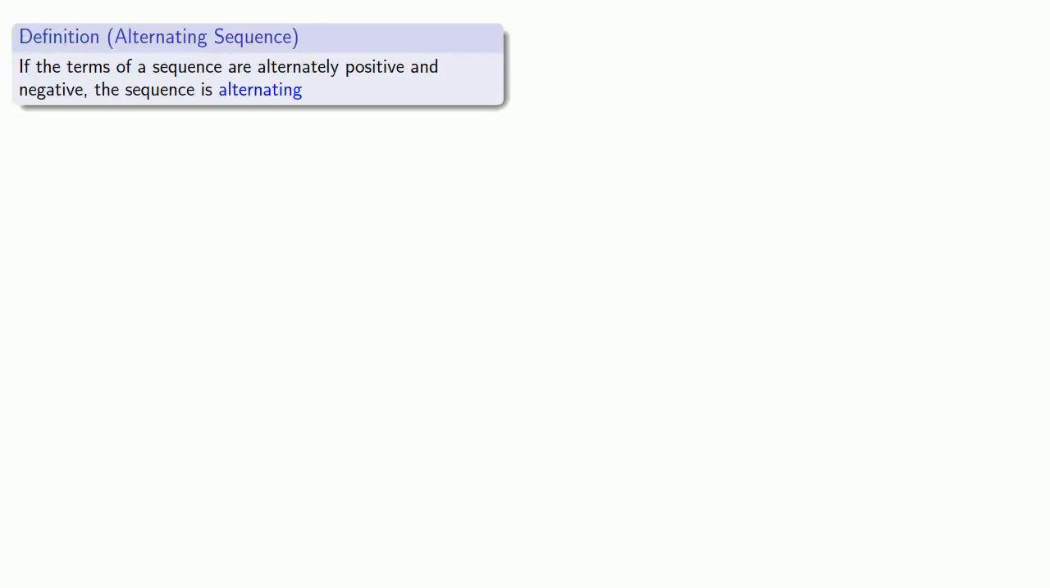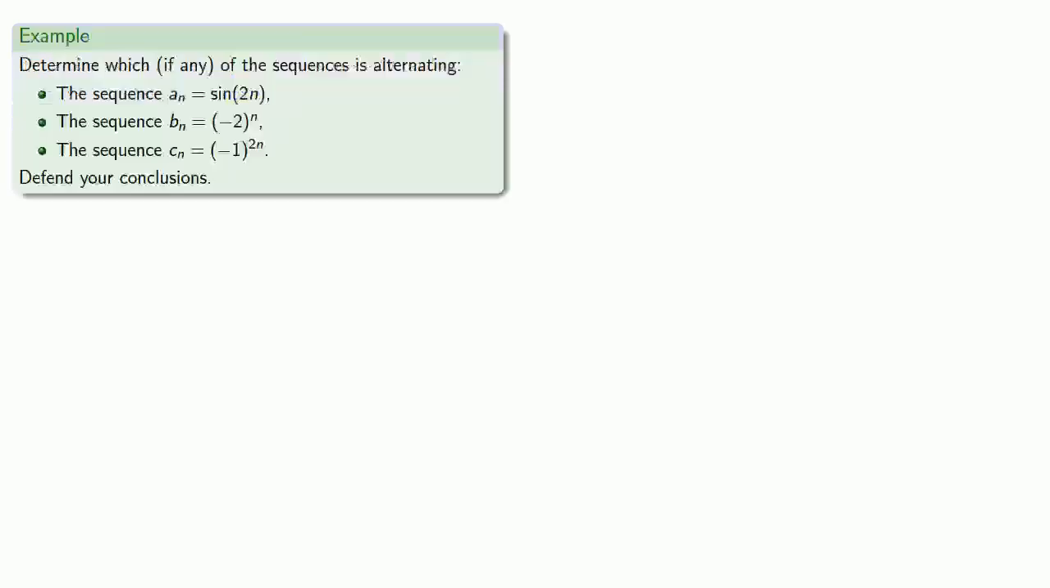There's one more important type of sequence. If the terms of a sequence are alternately positive and negative, the sequence is alternating. For example, let's consider three sequences: sine of 2n, minus 2 to the power n, and minus 1 to the power 2n, and let's see which, if any, of these are alternating. We can go ahead and try to find the first few terms of each sequence.